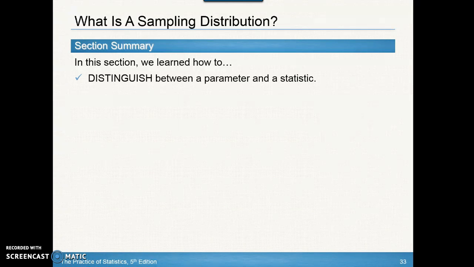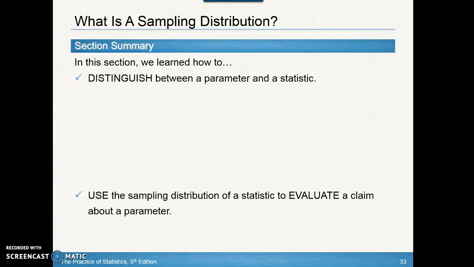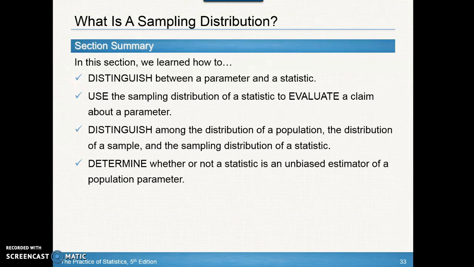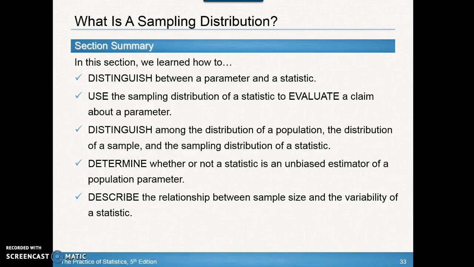And in the next several sections, we're going to be looking specifically at sampling distributions of means and proportions. If you want to take a minute and look at what these are, those are just what you should have learned in this section.